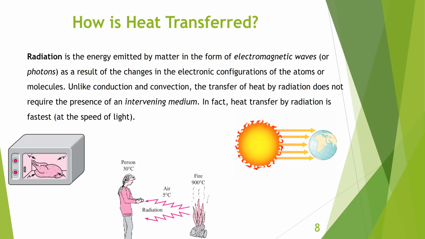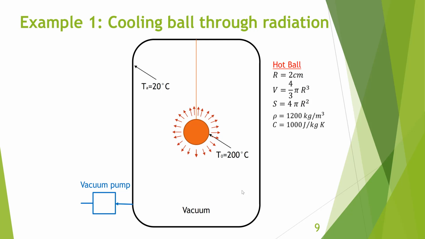So in the case of this chicken heated in the microwave, or this person in front of this fire, or the planet Earth heated by the sun, you have a problem of radiation. It is as simple as this. Now let's move to our examples.